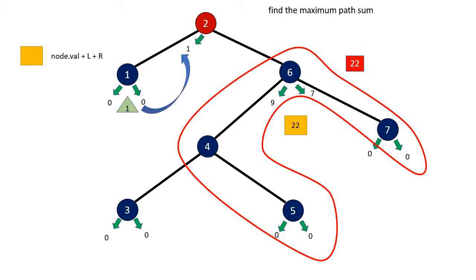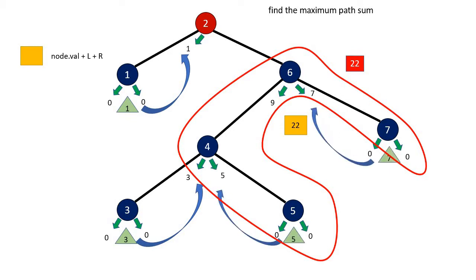And now let's look at node 1. For node 1, what value should I return? That is 1, because that's the value of the node. For the next one, node 3, I should return the value 3. For node 5, 5, and 7, 7. Now let's look at node 4. For node 4, I have left is 3, right is 5, and the value of the node is 4. And we saw already that we need to return 9 here.